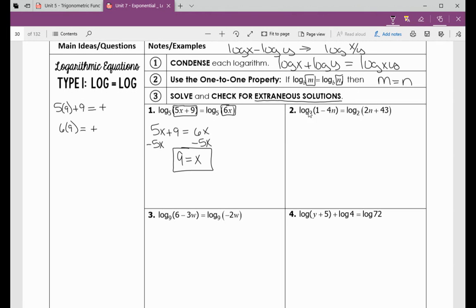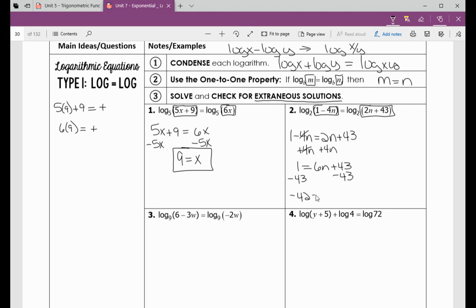So example 2, I have a log base 2 equal to a log base 2. You've got a logarithm equal to a logarithm. So when that is the case, I'm going to take this value, set it equal to this one. Drop the logarithms. So 1 minus 4n equals 2n plus 43. Do whatever it takes to solve it. I'm actually going to add the 4n because I like positive n's. Then I'm going to subtract 43 from both sides.